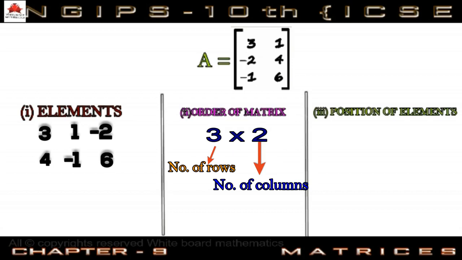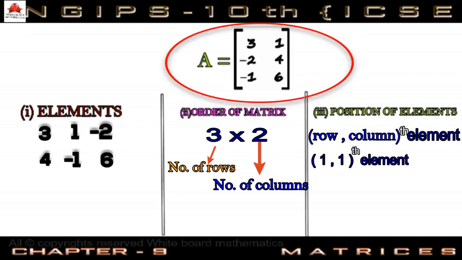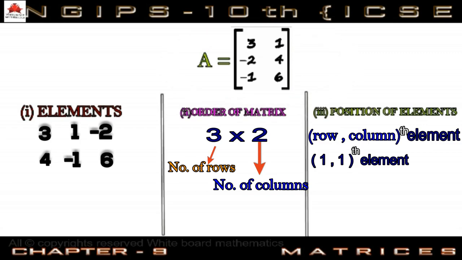Next, we come to the position of an element. Every element in a matrix has a unique position. But how do we define the position of an element? It's easy. We look at the row in which it is placed, then the column. Yes, a row comma column. So in this matrix A, what will be the 1 comma 1 element? What does 1 comma 1 mean in this context? First row and first column. This is the first row and this is the first column. 3 is the 1 comma 1 element.